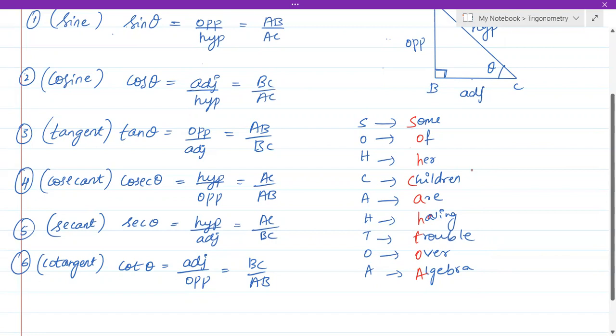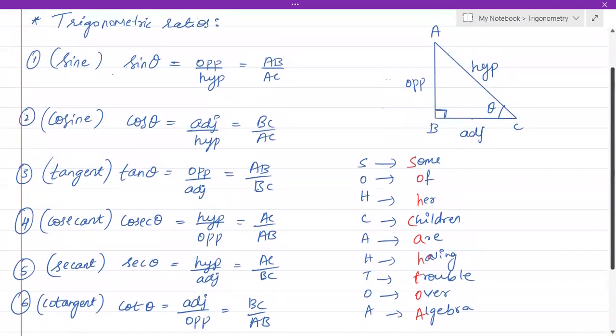Now, if you observe, cosecant theta is simply the reverse. Sine theta is opposite by hypotenuse. What is the reciprocal of sine theta? It is known as cosecant theta, which is hypotenuse by opposite. Similarly, if you take the reciprocal of cos theta, what do you get? Secant theta. Cos theta is adjacent by hypotenuse, so hypotenuse by adjacent is secant theta. Tan theta is opposite by adjacent. The reciprocal is cot theta, which is adjacent by opposite. Let's also write that under a different heading, reciprocal ratios.